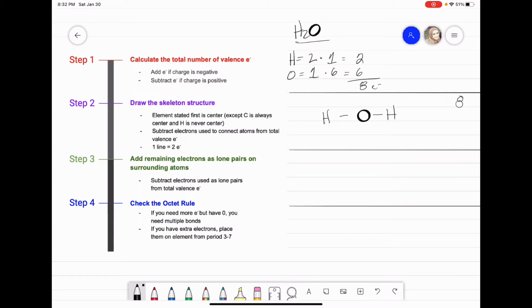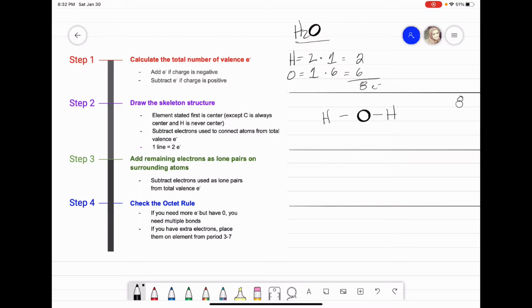So usually what happens is the element that's written first is the center atom, except if it's hydrogen, which is never the center. Or if you have carbon, carbon is always the center. Okay, if you don't have carbon or hydrogen, whatever element is written first is most likely your center atom, okay? And that's the one that you're going to put in the middle, and everything else surrounds it.